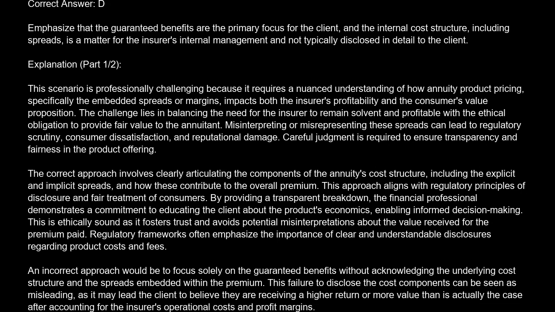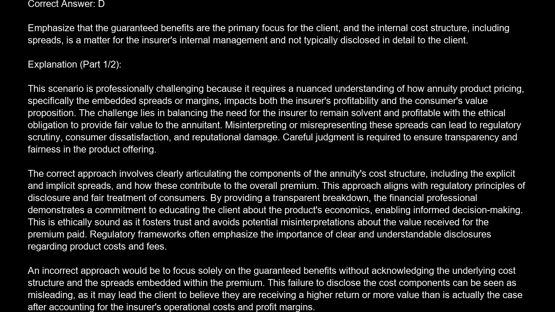The correct answer is D. Emphasize that the guaranteed benefits are the primary focus for the client, and the internal cost structure, including spreads, is a matter for the insurer's internal management and not typically disclosed in detail to the client.